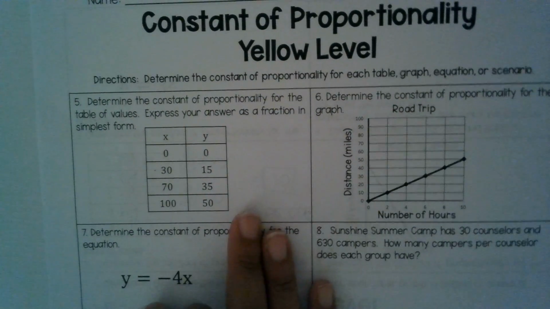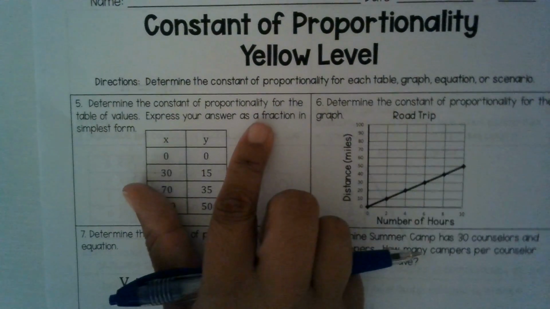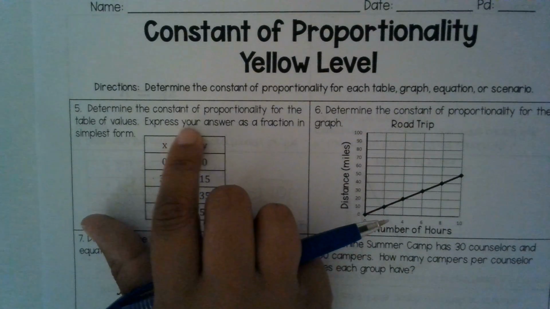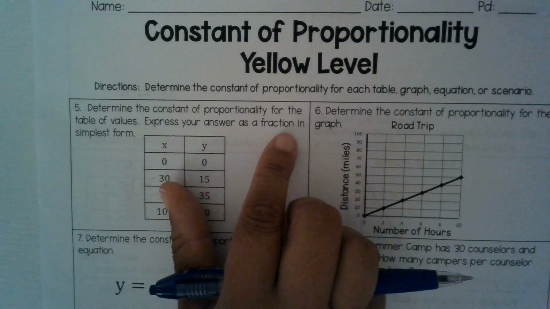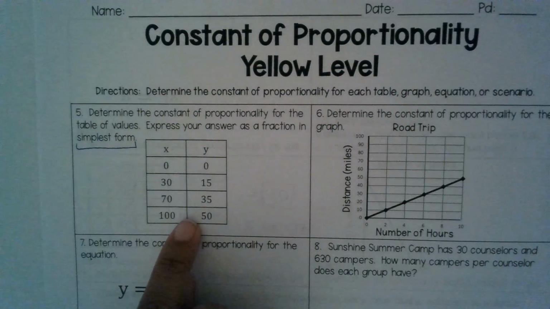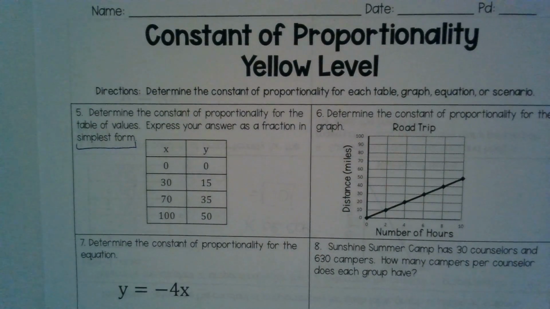Okay. We're going to do another problem with a table. Determine the constant of proportionality for the table of values. All right. Now, they tell you you have to express that answer as a fraction in simplest form, meaning we may have to reduce our fractions. So this is why I would prefer if you use Desmos.